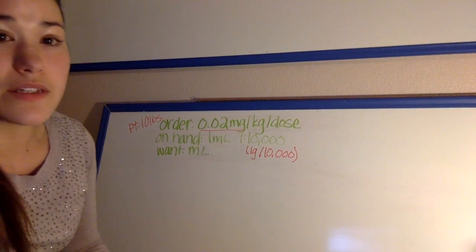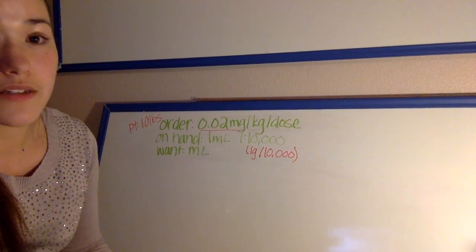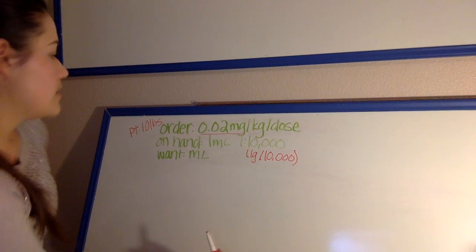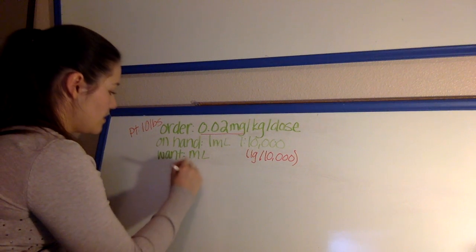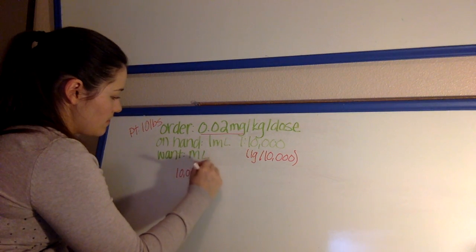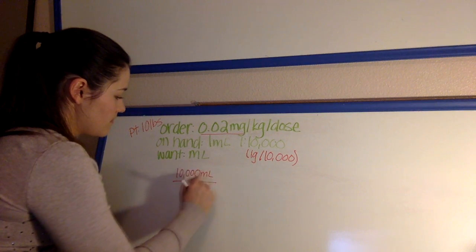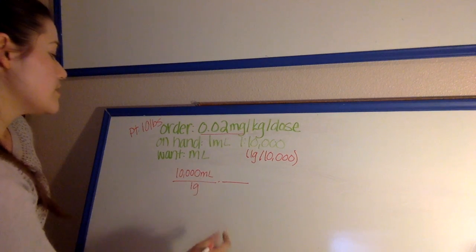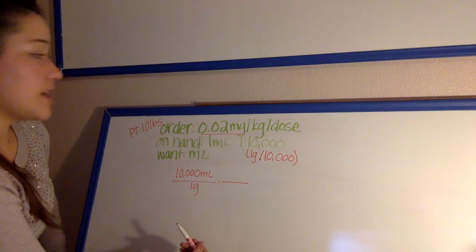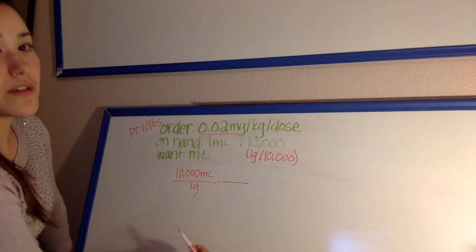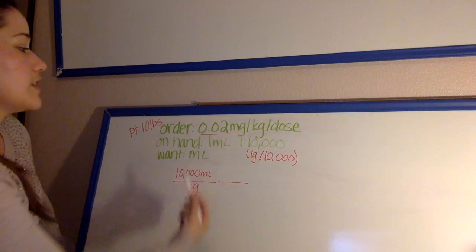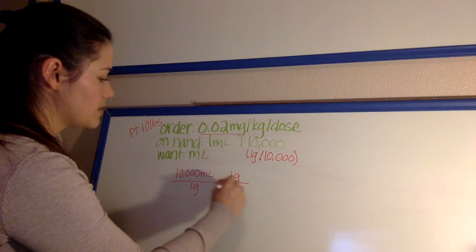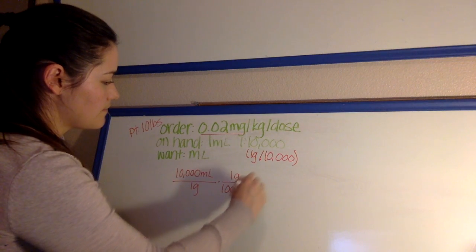How we're going to work this out is, again, we always start with what we have and what we want, okay? So what I have is 10,000 milliliters per 1 gram, and I want milliliters, so that's why I start with it on top. Now we need to find a way to cancel out these grams. I don't have any grams anywhere else in the equation, but I do have milligrams, like I have underlined here, so we can start with that. So I have 1 gram per 1,000 milligrams, right?